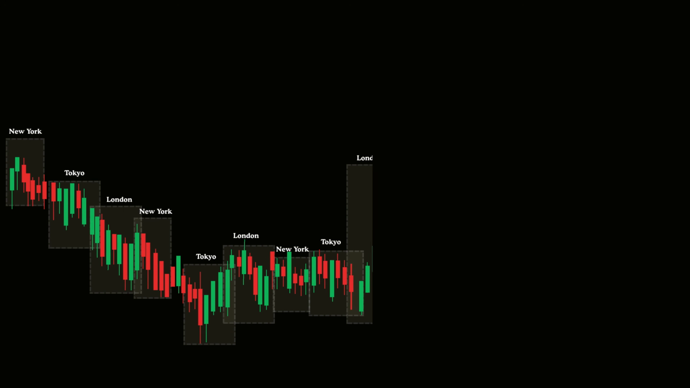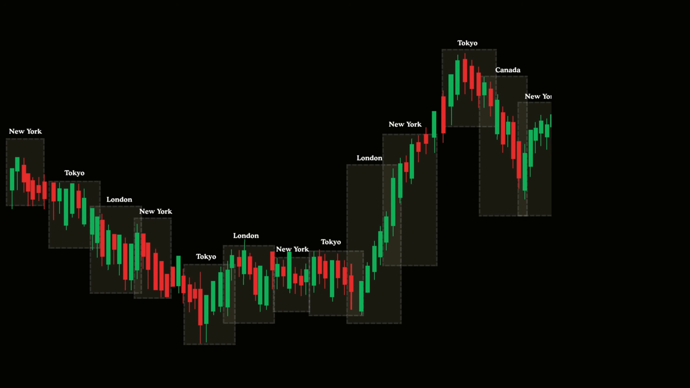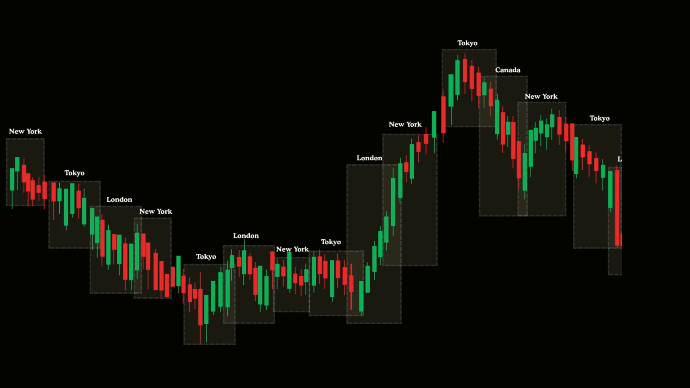Launch your chart on TradingView and head over to the Indicators tab. Type in WR Market Sessions and choose the version created by Leviathan. This indicator displays all market sessions, but we'll need to tweak it. In the Settings panel, uncheck Tokyo, New York, and Sydney sessions, then modify the London session's close time to 1300. This will display the London Kill Zone on your chart.